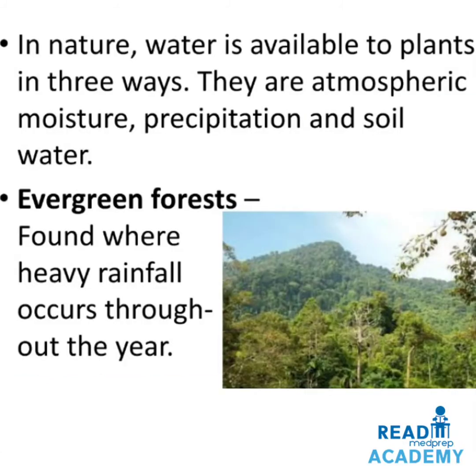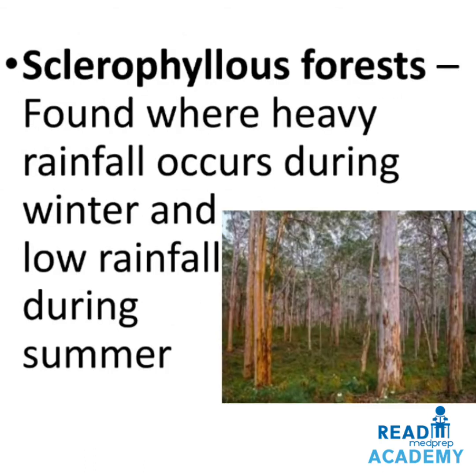In nature, water is available to plants in three ways. They are atmospheric moisture, precipitation of the clouds resulting in the rain, and the soil water. Evergreen forests are found where heavy rainfall occurs throughout the year. You can see the image on the right side. Sclerophyllous forests are found where heavy rainfall occurs during winter and low rainfall occurs during summer. You can see the image on the right side.